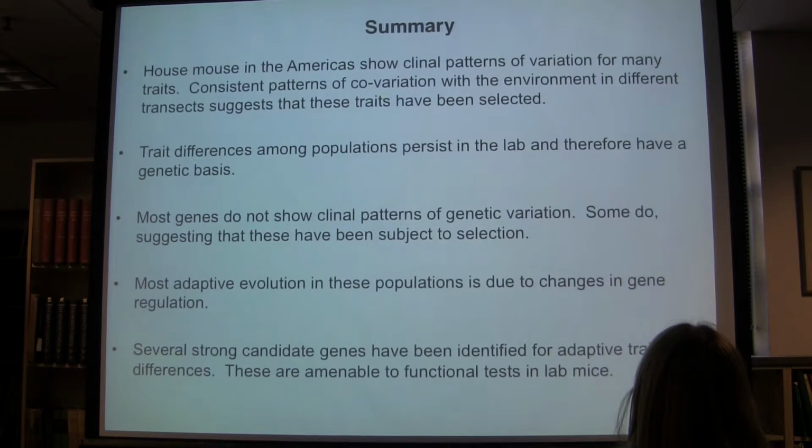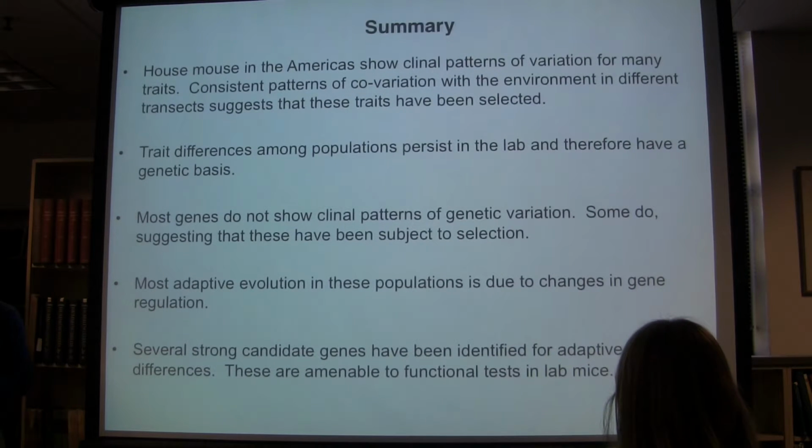Trait differences among populations persist in the lab and therefore have a genetic basis. Most genes don't show clinal patterns of variation, but some do, and that really suggests that those have been subject to selection. Most adaptive evolution in these populations seems to be due to changes in gene regulation, and we have some strong candidates that have been identified. And the nice thing about these are mice, and so they're really amenable to functional tests of all sorts in the lab.